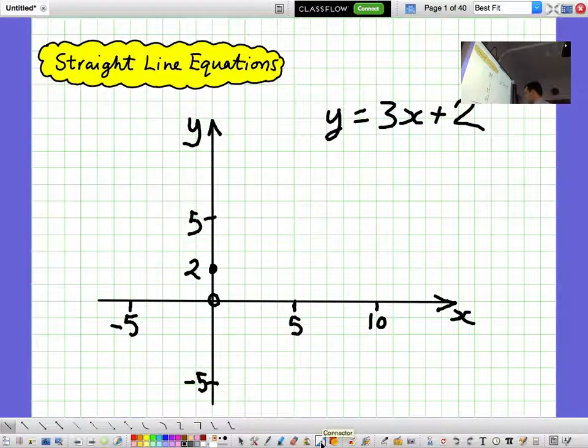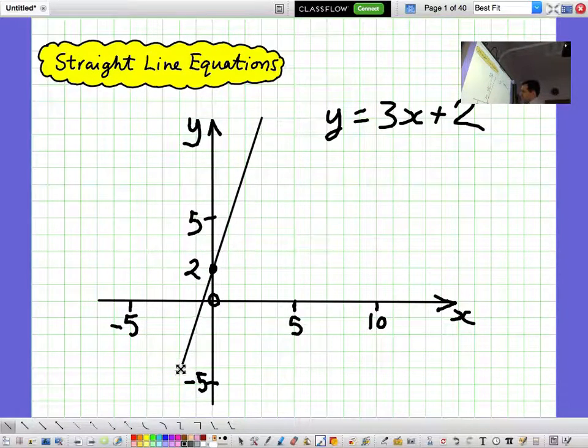And then because of the 3x, that tells me that the gradient or steepness is 3, which means that for every 1 across, it goes 3 up. 1 across, 3 up. And then back the other way as well. If I was doing a big graph, I wouldn't be thinking in 1s and 3s. I'd maybe be doing 10 and 30. But the ratio is the same, for every 1 across, 3 up. So that's the graph of y equals 3x plus 2.